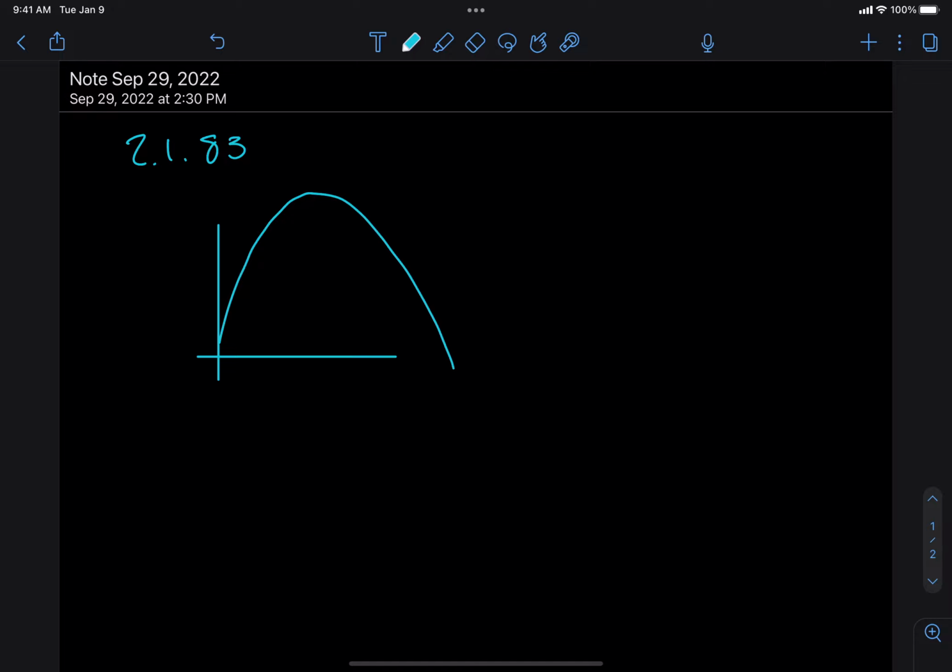To start us off, we have a problem coming from homework 2.1. This is problem 2.1.83. I guess I just have to draw this, don't I? So we have something like this. It's hit 4 feet above the ground, and then it does a parabola type of thing.